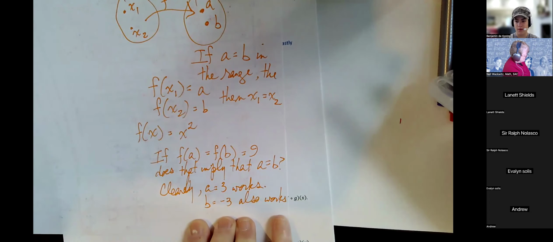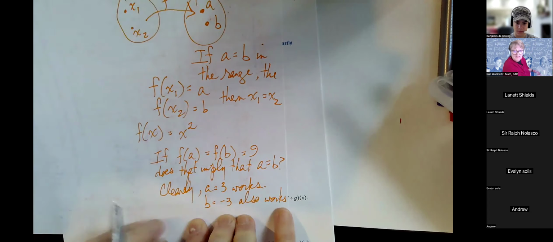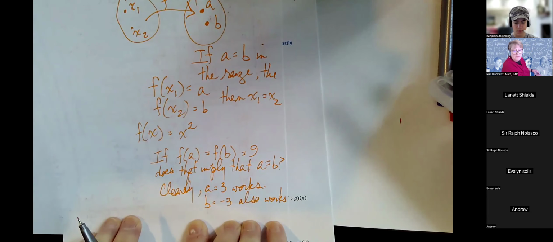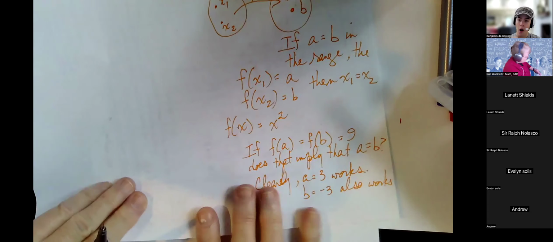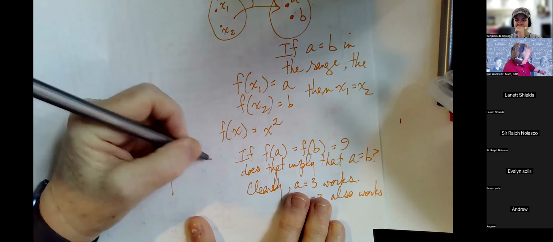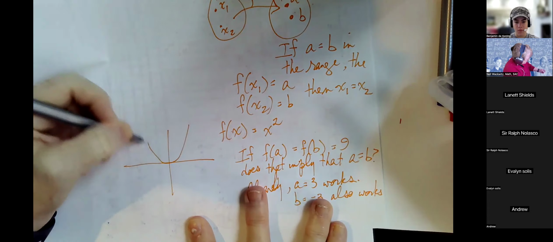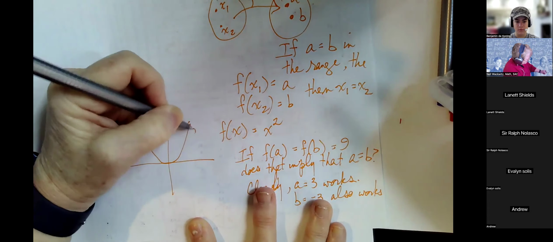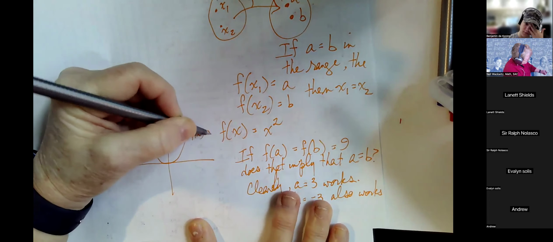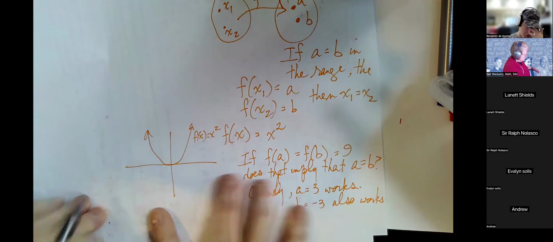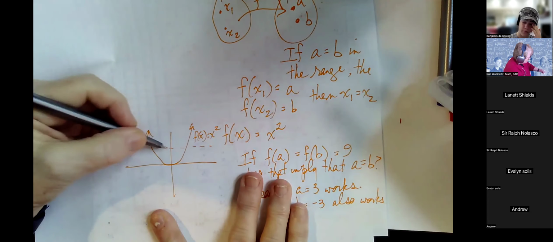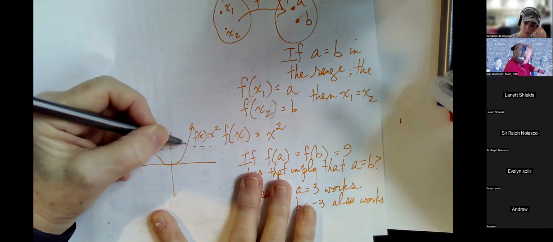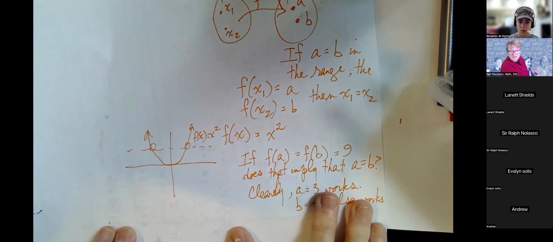And that's why x squared all by itself is not 1-to-1. And we can see this visually using the horizontal line test. So here's x squared. And you can see that you can draw a horizontal line and cut that more than once.